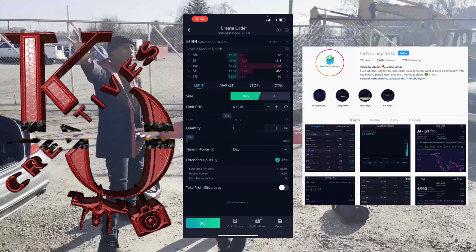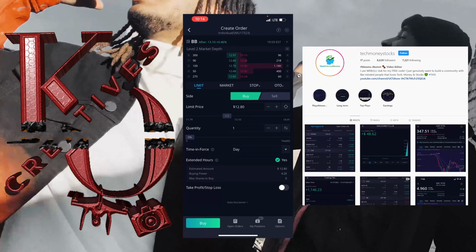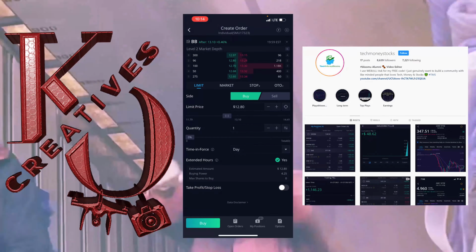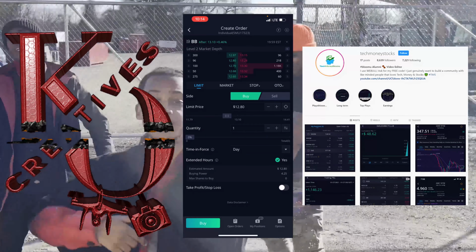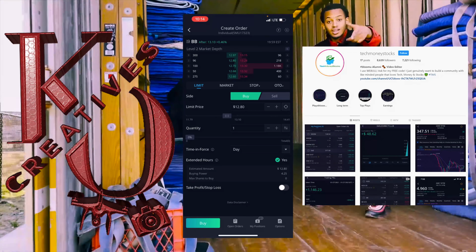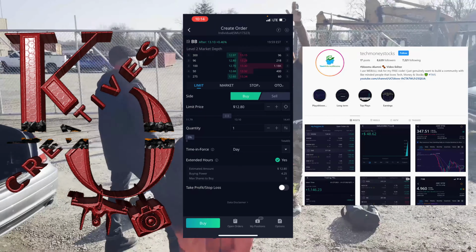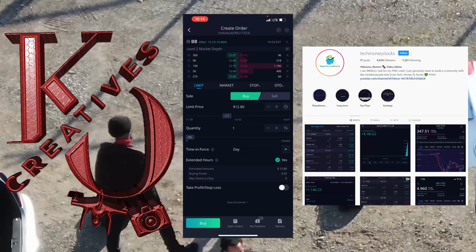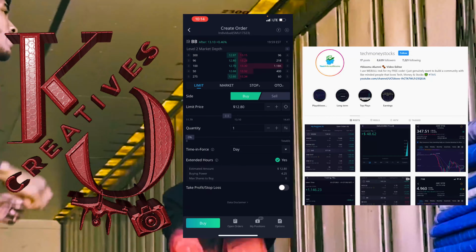Extended hours. If you are not on WeBull, I don't think any other platform does it. I think TD Ameritrade definitely does it. Robinhood, I do not know because I do not have Robinhood, but you can put that information down in the comments below if they do offer extended hours. But if they don't, come over to WeBull.